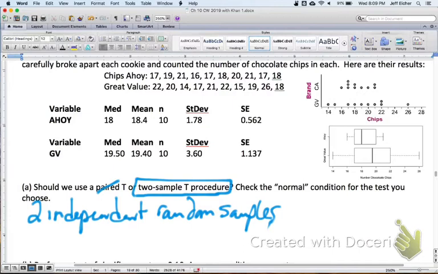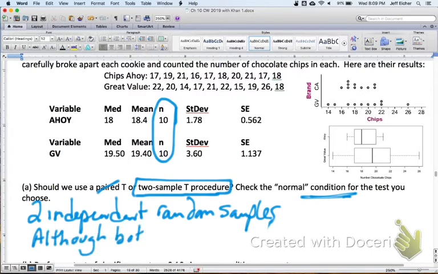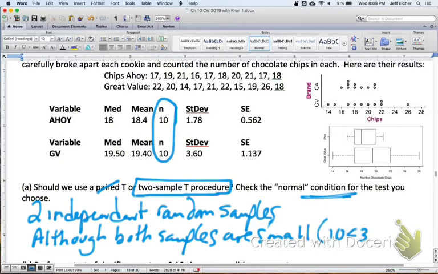It's an important question because the hypotheses will look different and the condition looks different. The normal condition: they only had 10 cookies. You see that here, 10. And both of those are less than 30, so we could say although both samples are small. 10 is less than 30.